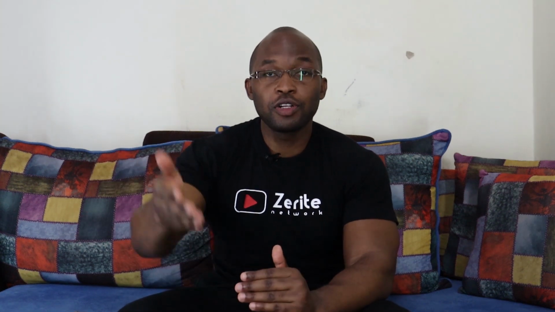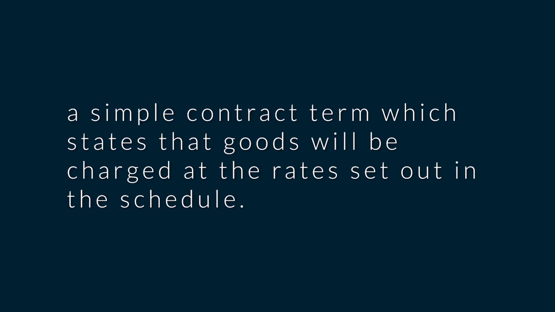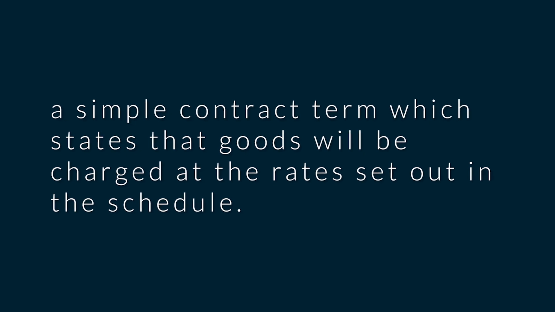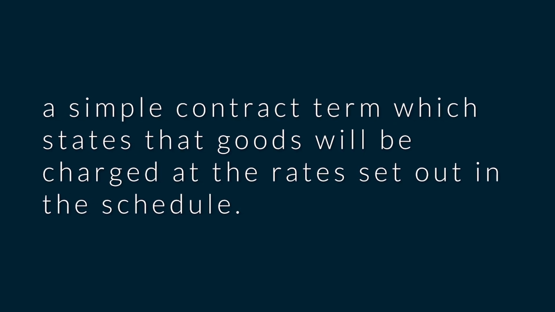But finally, when you get to the contract, you want to add these in your contract. First, you're not going to just write them out. What you'll do is have a pricing schedule, and then make a reference to that schedule in your contract. So it could be something like a simple contract term which states that goods will be charged at the rate set out in the schedule. Then the schedule is appended to the main contract. That is the thing with the pricing schedule: it shows the price of whatever it is, discounts if any, quantity, description, all that stuff.